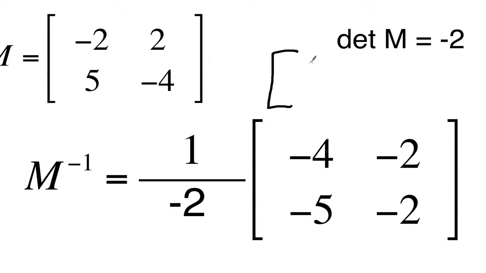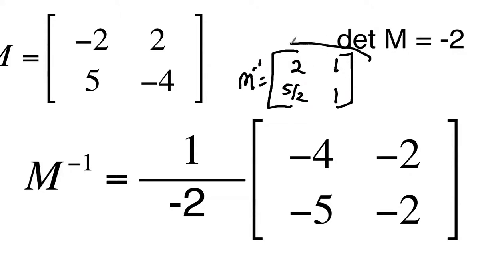and I get -4 times 1 over -2 is a +2, -2 times 1 over -2 is a 1, -5 times 1 over -2 is a +5 over 2, or 2.5, and then again -2 times 1 over -2 is 1. So this is my inverse matrix.